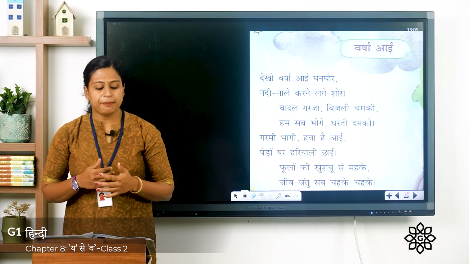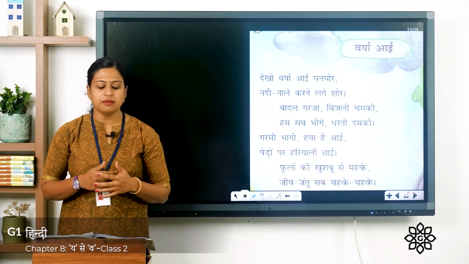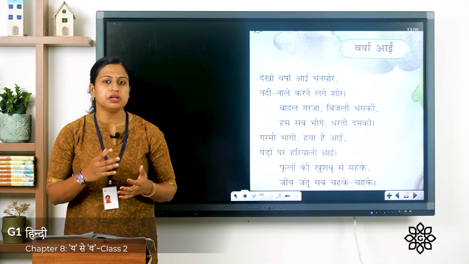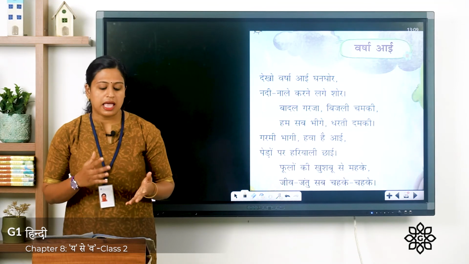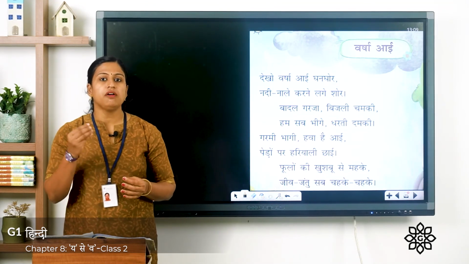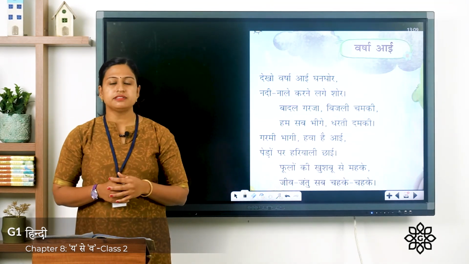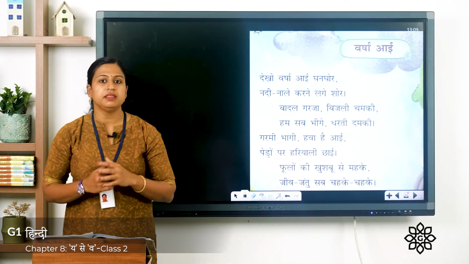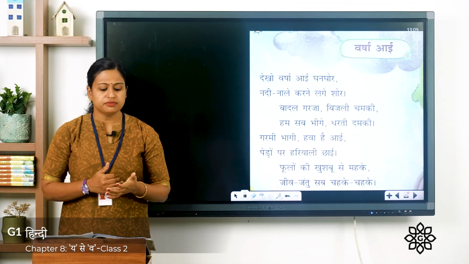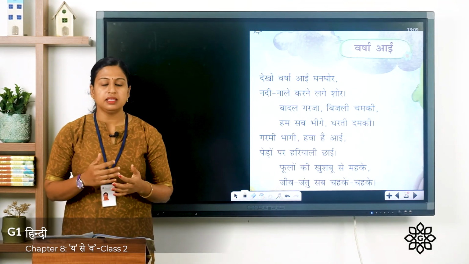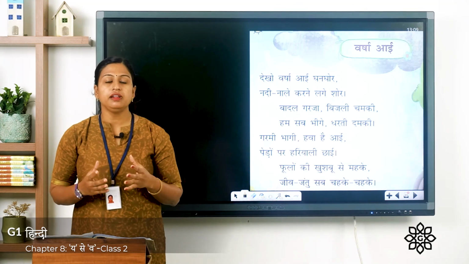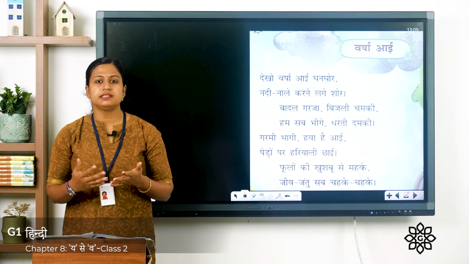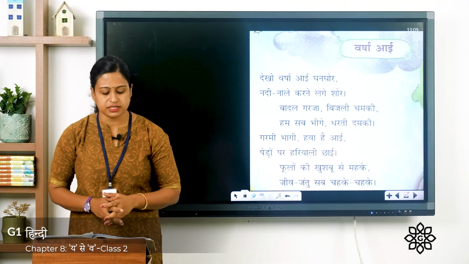Next two lines, बादल गरजा बिजली चमकी, हम सब भीगे धरती दमकी. So the meaning is, बादल गरजा means the thundering of clouds, and bijli chamki means the shine of lightning. So you all might have seen that during heavy rain there is thundering and lightning up in the sky. Now the fourth line, hum sab bheege dharti damki. Now because of heavy rain, everything gets wet. All the earth, plants, trees, humans, everyone gets wet.